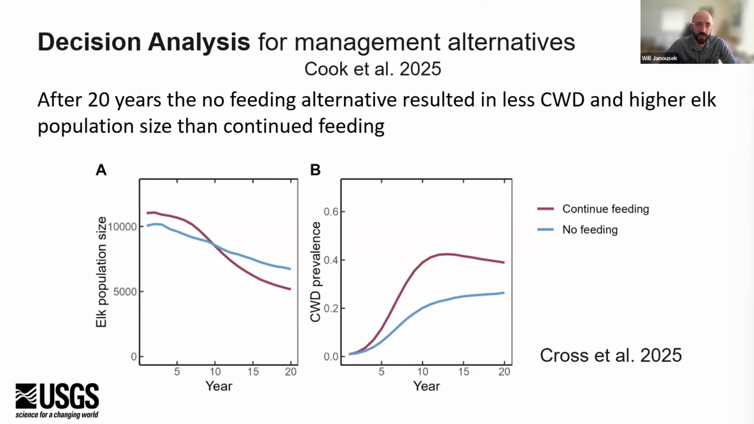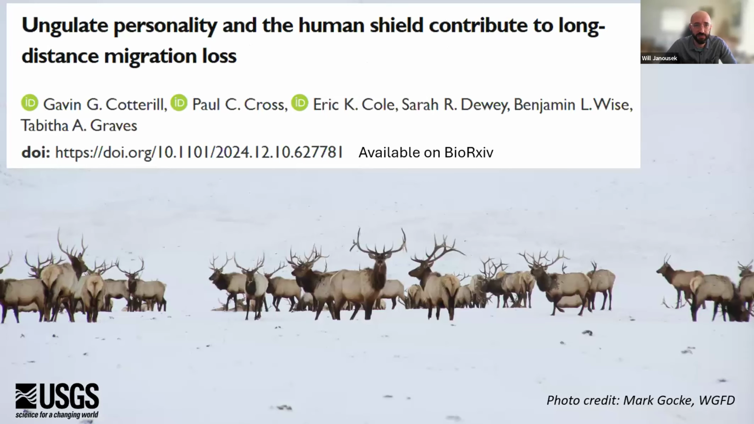We also have other research coming out here. It's available as a preprint and working through the publication process, and it really suggests that addressing human-elk conflict might be necessary to preserve long-distance migration in the Jackson elk herd. And that's important for how the aggregation plays out on the landscape as well.